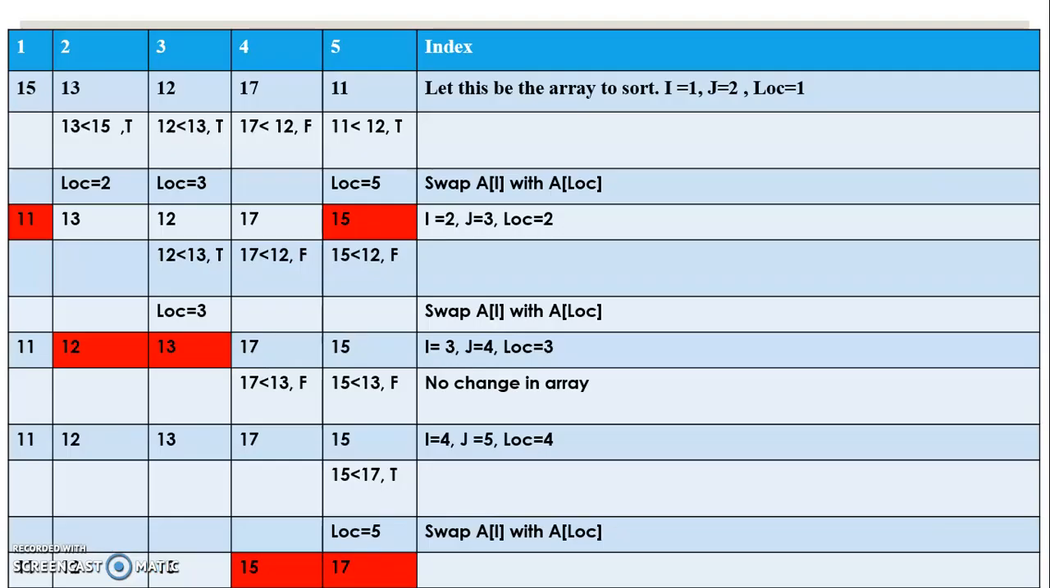Let us look at an example. Suppose we have the array with indexes 1, 2, 3, 4, 5 and the elements are 15, 12, 13, 17 and 11. Now I is going to be 1 and j is going to be I plus 1, which is 2, and LOC is going to be I, which is 1. So now LOC is this and j is this element.